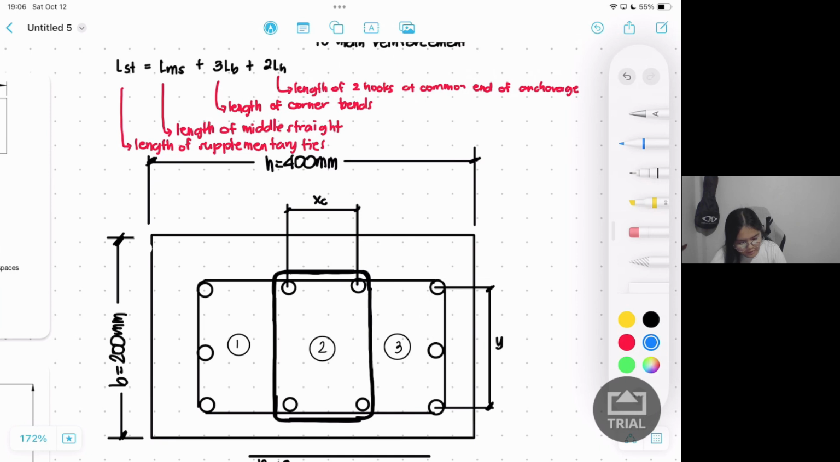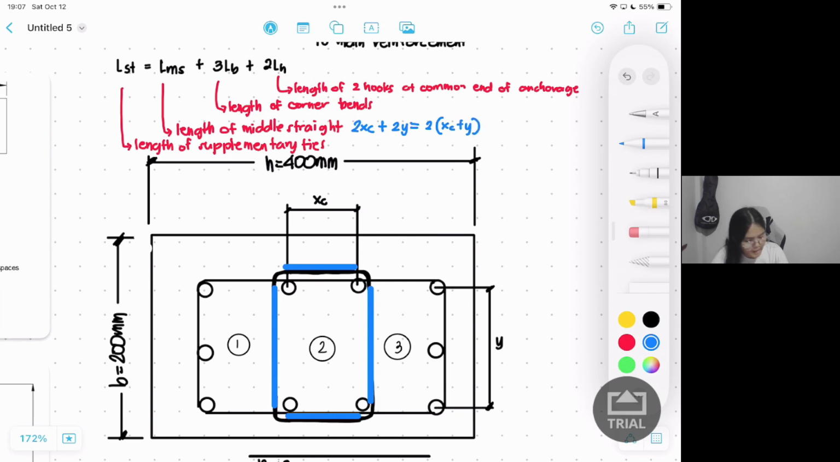So, meron tayo dito, isa, meron tayong isa dito, ito pa, then this one, then finally this one. Okay? So, si LMS pala ay dalawang xc plus 2y, or we can say na that is 2 times xc plus y.